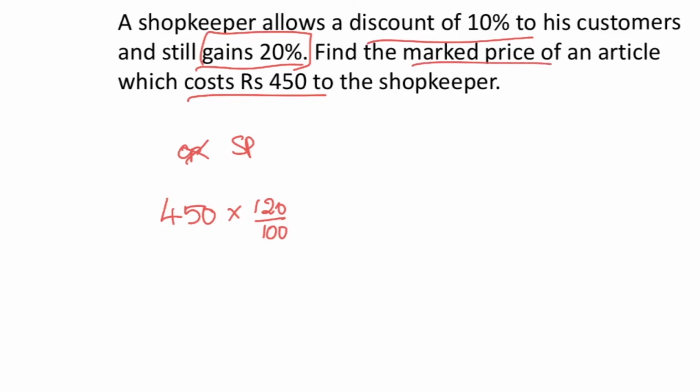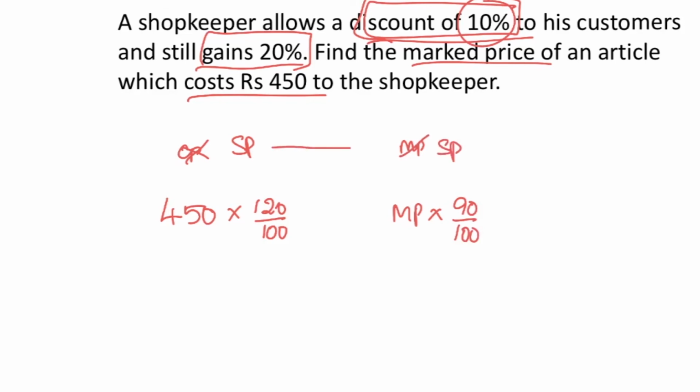Find the market price. If market price is MP, there is a discount given. Discount is how much? 10%. Discount is applied on what? Discount is applied on market price. If you apply 10% discount, still 90% is remaining. When market price is applied by discount, it becomes selling price. So both the expressions are equal.